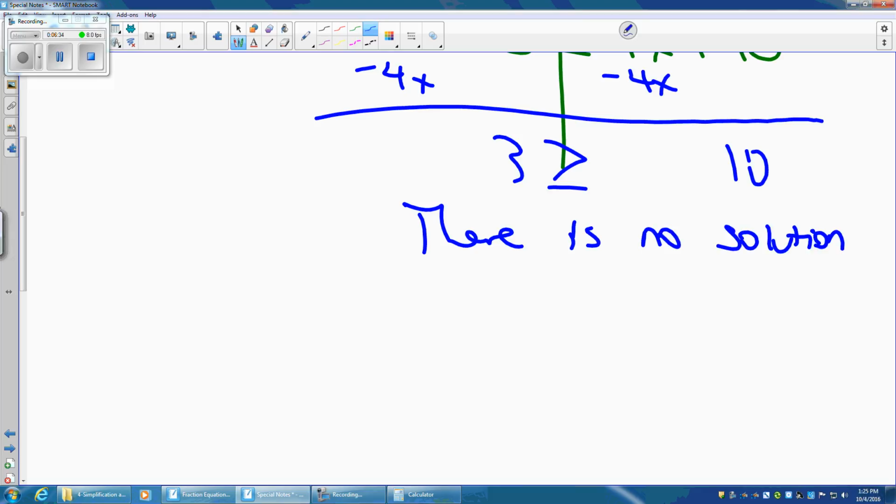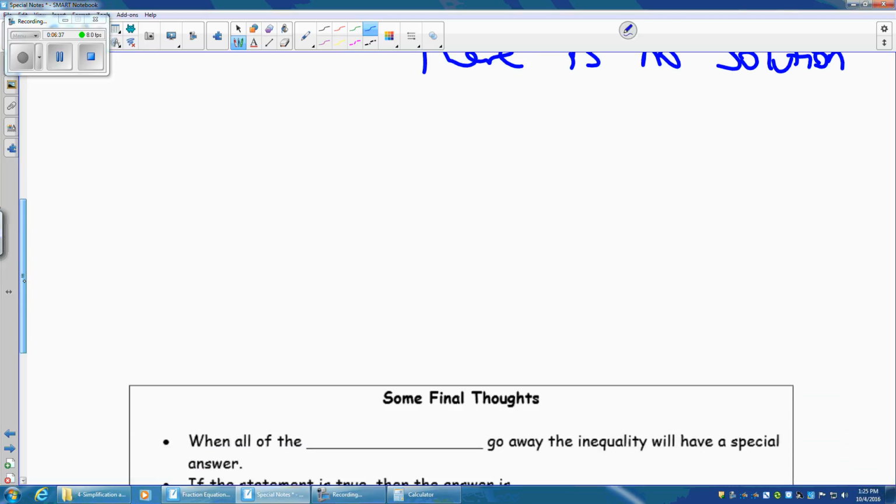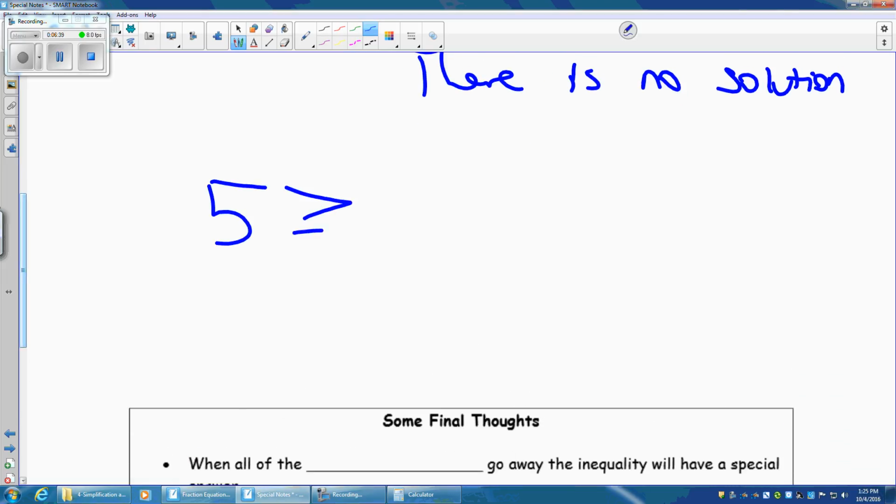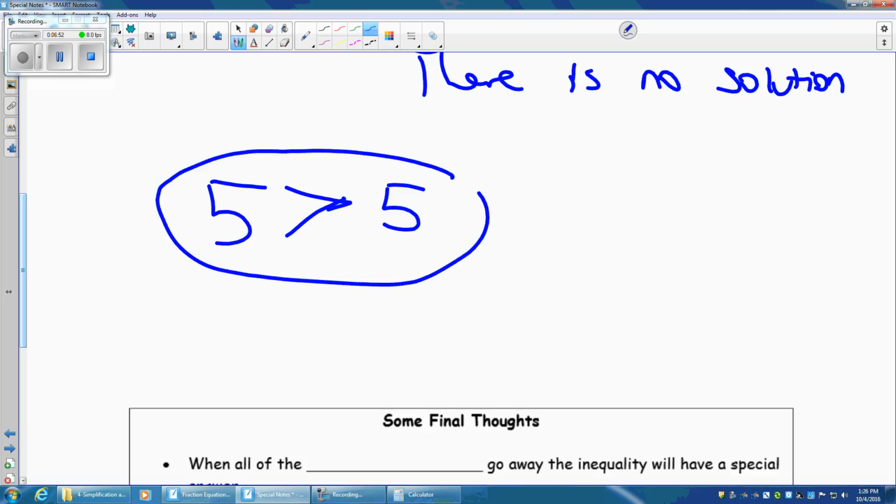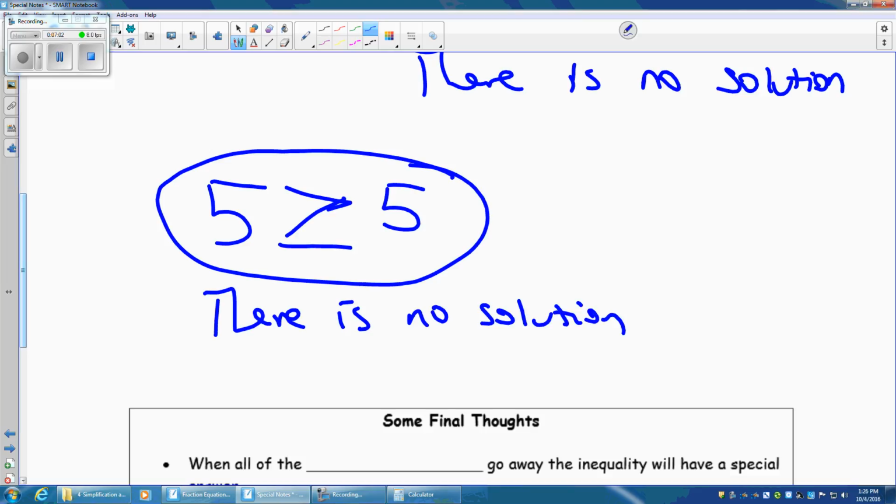All right, that's really it. I want to go over one more thing before I go over some final thoughts. How about if it says 5 is just greater than 5? What do you guys think the answer would be for that one? Is that a true sentence? Is 5 greater than 5? No, it's not. So just if you see something like this, I forgot to put it in the notes, there is no solution. If I put that little equal sign underneath there, then it would be all numbers are a solution because that is true. But 5 is not greater than 5. 5 is equal to 5. Okay? So that's when it's all numbers.